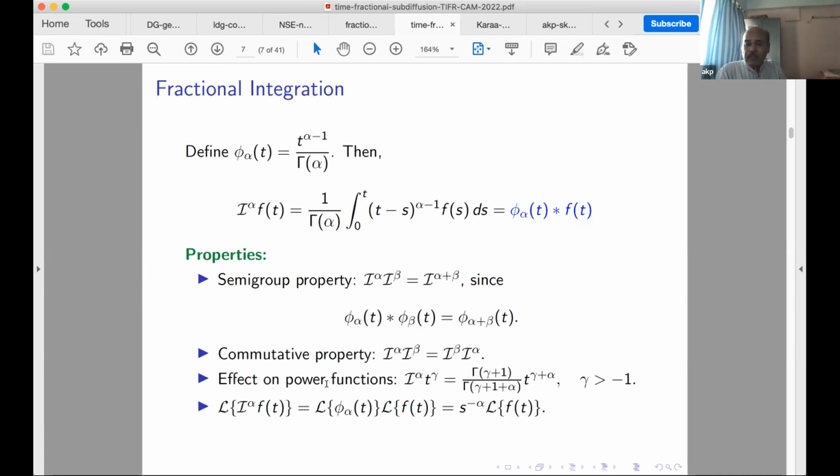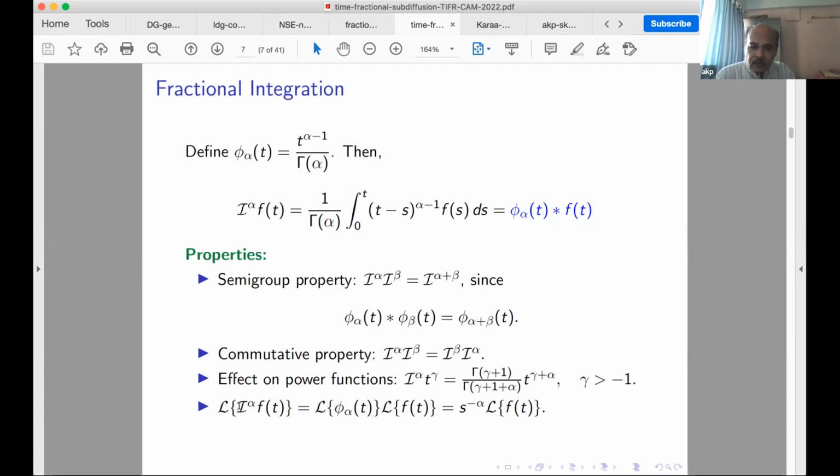Well, what happens to t^gamma under I^alpha? It behaves in a similar way under integrals with this convolution term. So I^alpha of t^gamma is going to be proportional to t^(gamma+alpha). Of course, gamma is going to be greater than minus 1.